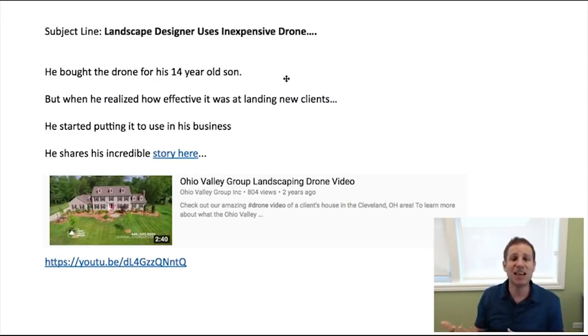So here's an example of an angle you could take. Landscape designer uses inexpensive drone. He bought the drone for his 14-year-old son, but when he realized how effective it was at landing new clients, he started putting it to use in his business. He shares his incredible story here with a link, and they can go and watch that, right? And then you'd have the interview with the owner of that business talking about whatever cool thing they're doing in the industry with a drone.